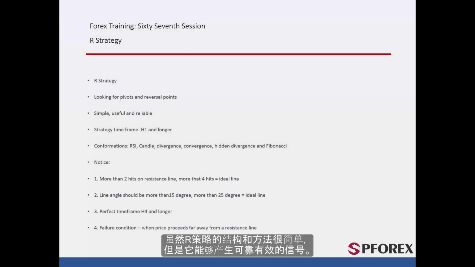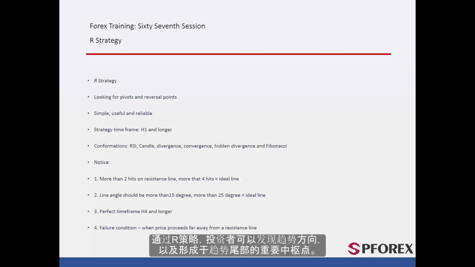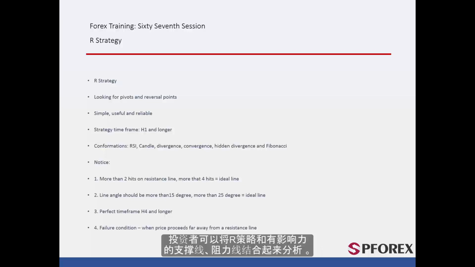The R strategy generates reliable and powerful signals despite its simple structure and method. A trader can detect trend direction and important pivots that form at the end of trends through the R strategy. A trader can simply utilize the R strategy alongside powerful and significant support and resistance lines.